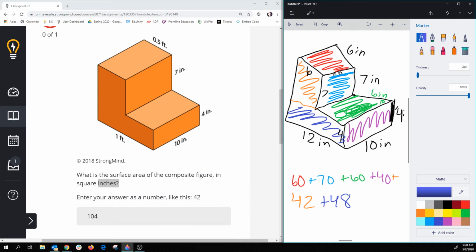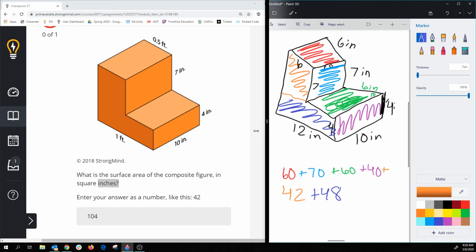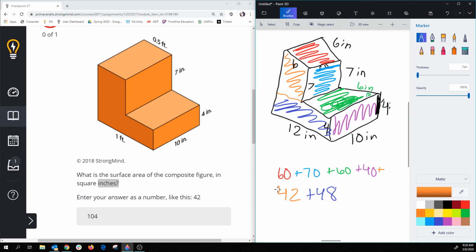Now we have to think about the surfaces that are behind it. This orange side is going to have the same orange side on the opposite end that we just can't see. So I am going to take that 42 surface area and multiply it by 2 in front, because I know I'm going to have 2 of those. Same thing with this 48 down here. I'm going to have another one on the back, so I'm going to multiply that by 2.